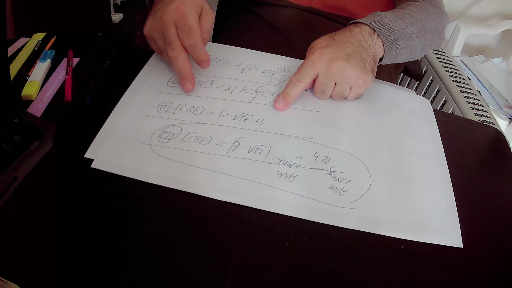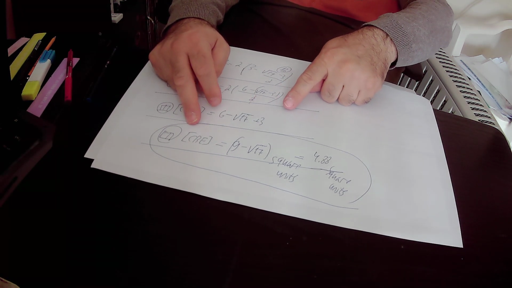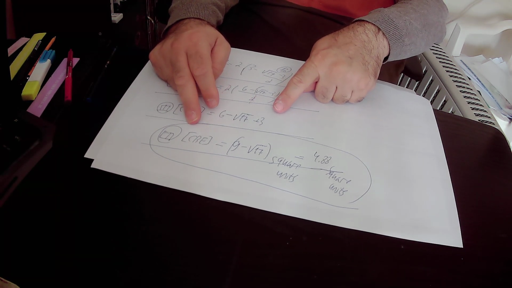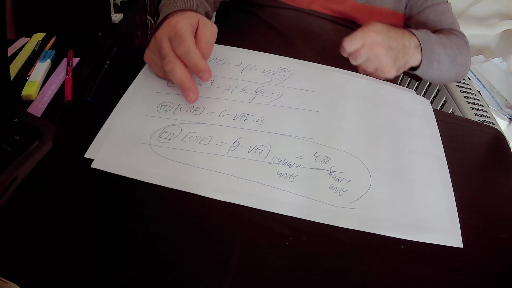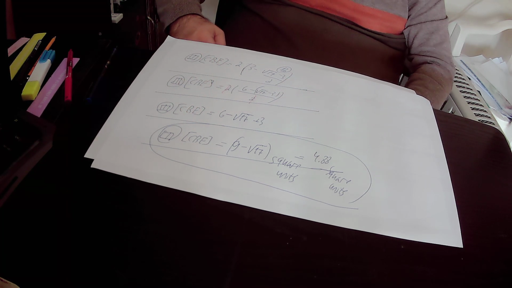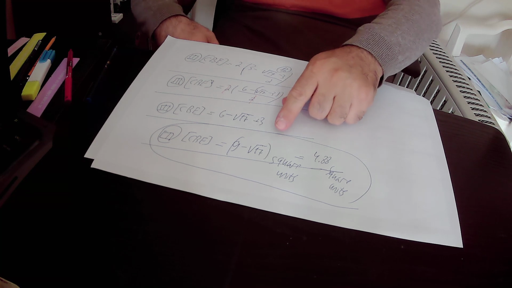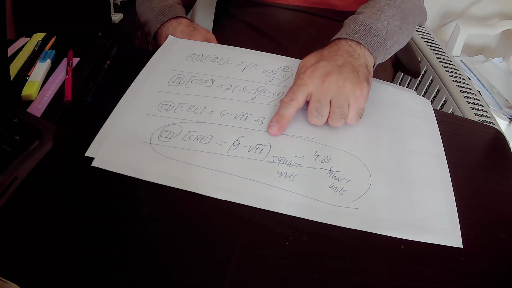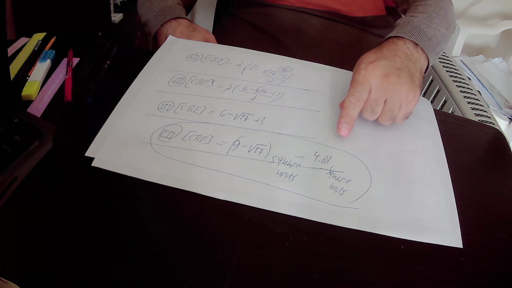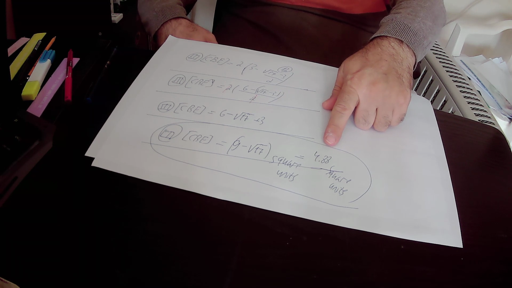So the area of the green right triangle CBE equals 6 plus 3 is 9, minus square root of 17. So in conclusion, we got that the area of the green right triangle CBE equals either 9 minus square root of 17 square units, or in terms of numbers, the area of the green right triangle CBE equals 4.88.